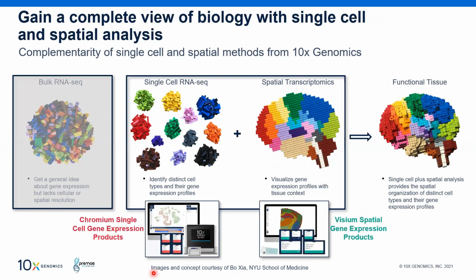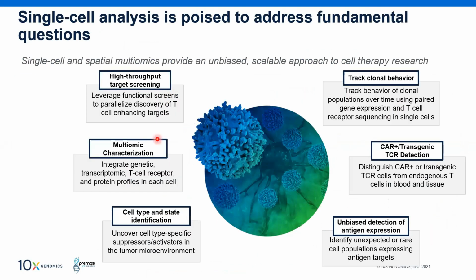And this is being supported by both the workflows, that is the Chromium workflow and the Visium workflow from 10x Genomics. So this is where exactly we are in the clinical space. You can do high throughput target screening, multi-omic characterization, cell type and cell state identification, track the clonal behavior, the CAR T cell transgenic TCR, that is right now promising therapy people are doing, can be easily done, and then unbiased detection of antigen expression.